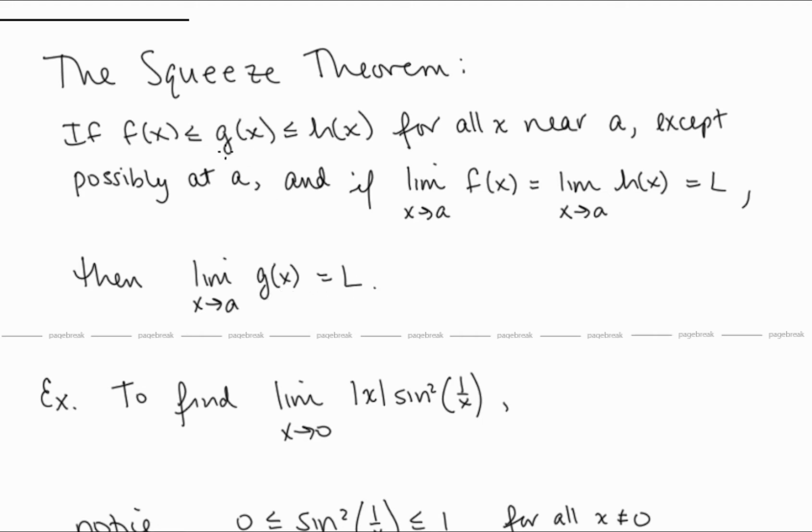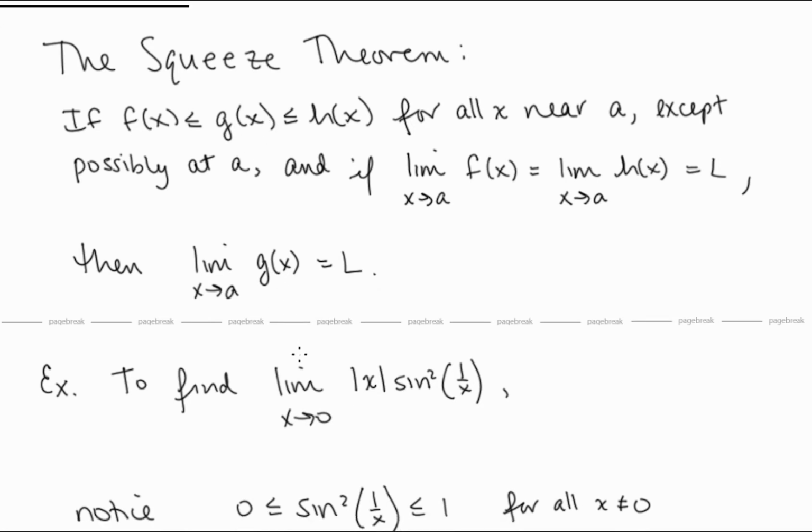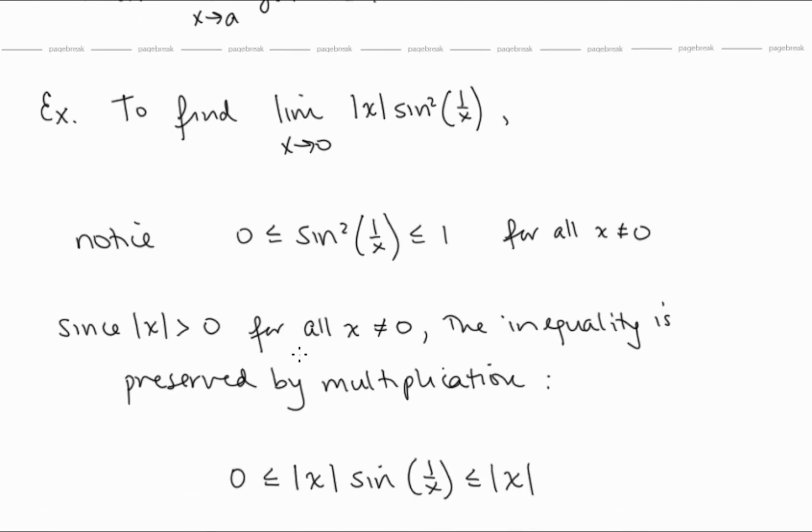So what we're saying is that if g of x is stuck in between f and h for all x values surrounding x equals a, and the limits of f and h are both equal to L as x goes to a, well, then this limit's going to have to be equal to L as well. So let's take a look at this example.